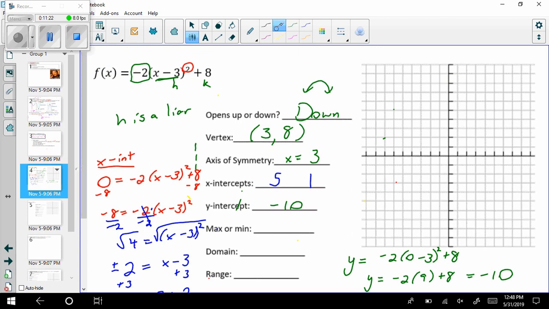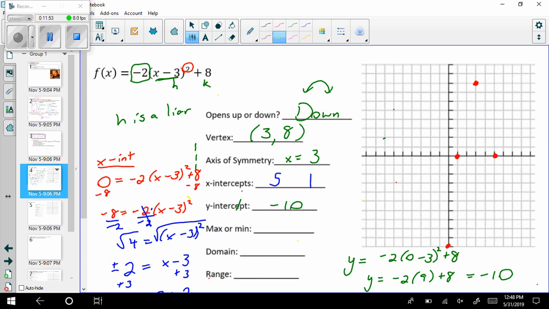So what I would do, let's plot the vertex. 1, 2, 3. 1, 2, 3, 4, 5, 6, 7, 8. So here's the vertex. I can plot my x-intercepts. So I'm going to touch the x-axis at 1. I'm going to touch the x-axis at 5. I can plot my y-intercept. 1, 2, 3, 4, 5, 6, 7, 8, 9. Ooh, just enough. It's going to cross the y-axis at negative 10.